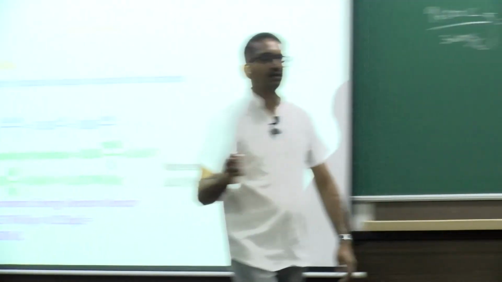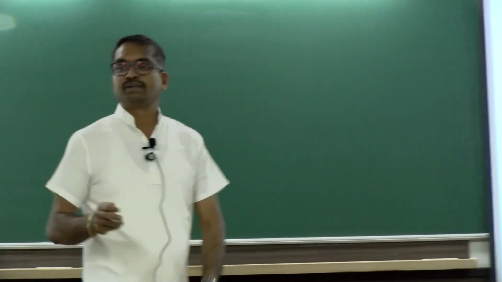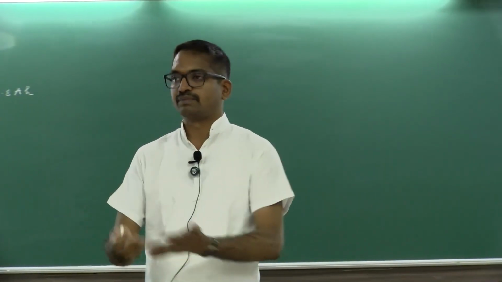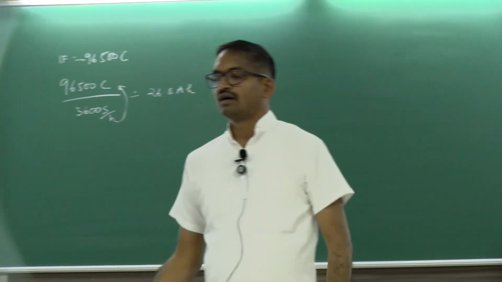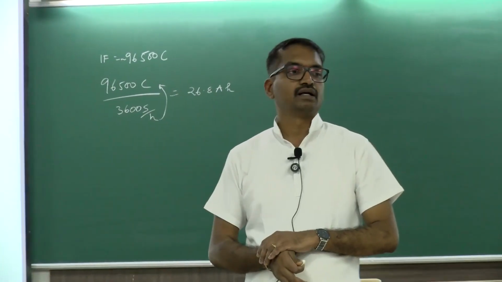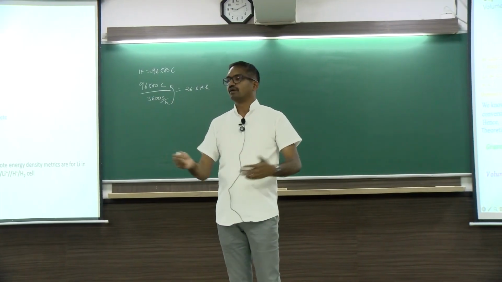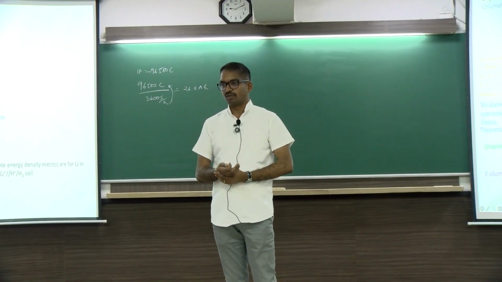So the former one, which is expressed in the unit of ampere hour per gram, is called specific capacity. It is specific to 1 gram, correct? The latter one, in ampere hour per liter, is called volumetric specific capacity. Per unit volume, how much capacity it can hold.